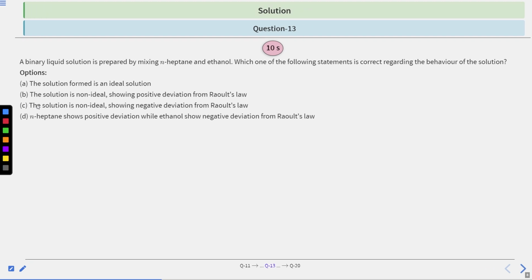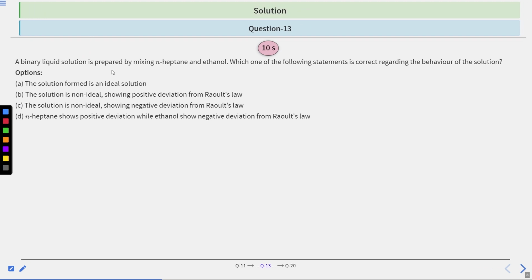Okay, so let's move to question number 13. A binary liquid solution is prepared by mixing n-heptane and ethanol. Which one of the following statements is correct regarding the behavior of the solution? We have been given some statements in the options and we have to find the correct statement. The solution formed is an ideal solution. The solution is non-ideal, showing positive deviation from Raoult's law. The solution is non-ideal, showing negative deviation from Raoult's law. Or n-heptane shows positive deviation while ethanol shows negative deviation from Raoult's law. You have 10 seconds to solve this question. After that, we will see the answer.